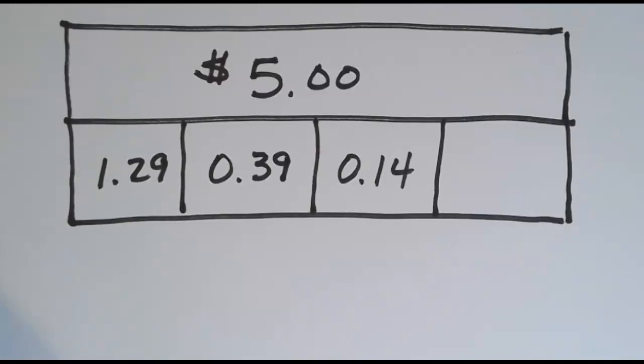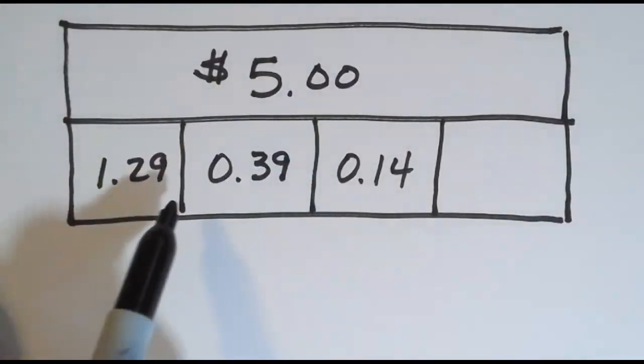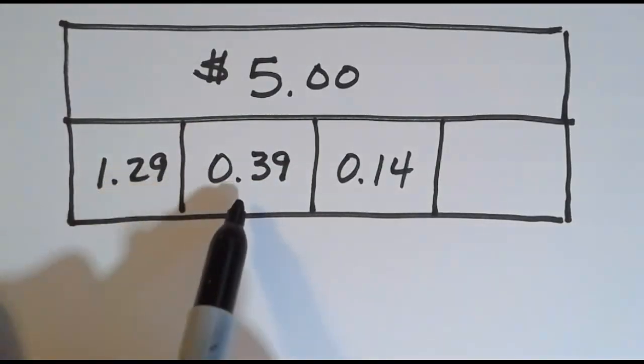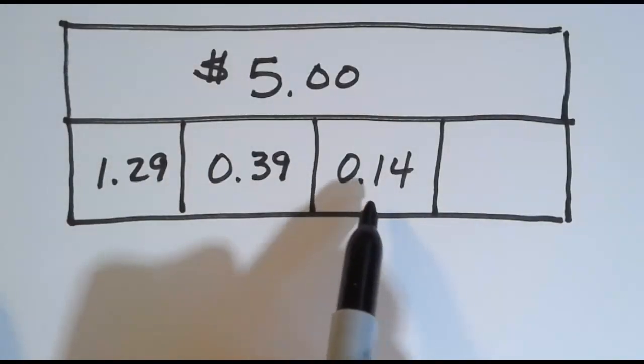So we talked about what do you see? What is the visual you see when you're looking at the problem? And here's what I see. I see a $5 bill, and there were 3 things taken out of that $5 bill. There was $1.29 for gum, there was 39 cents for notebook paper, and the tax was 14 cents.